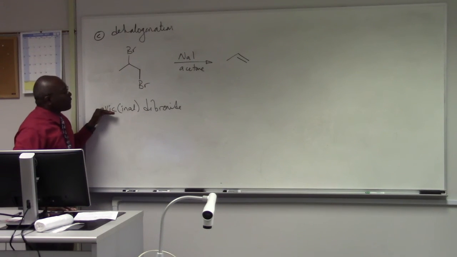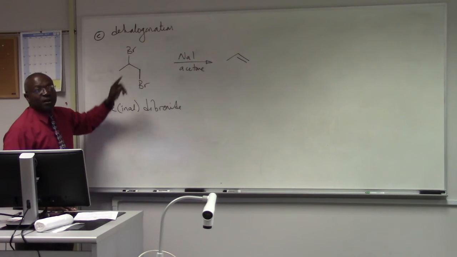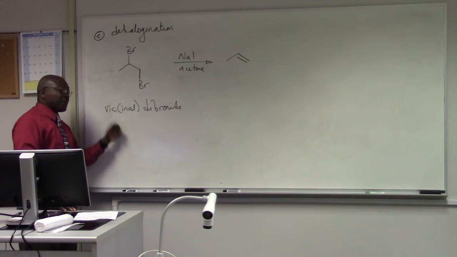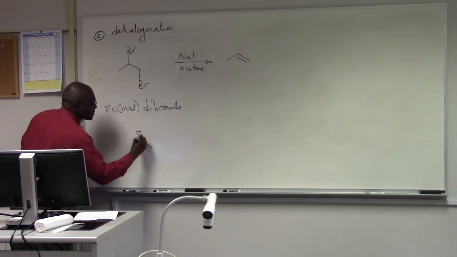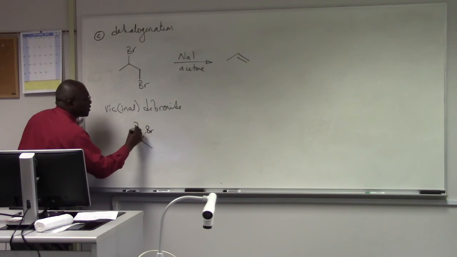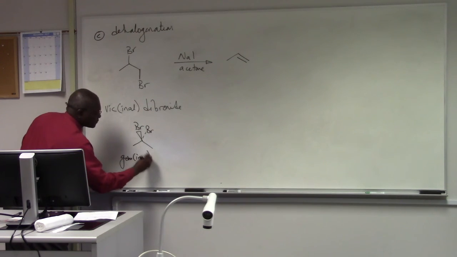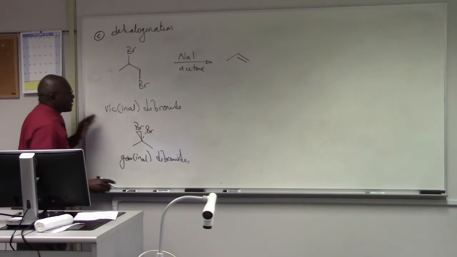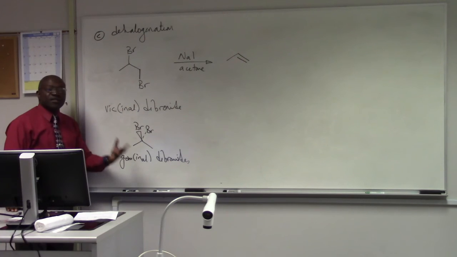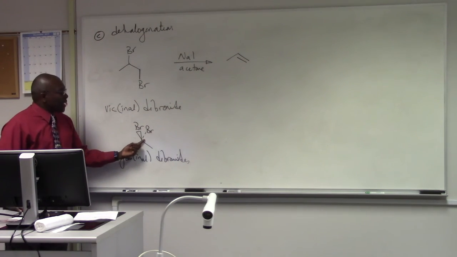Now, by the way, they're called vic because the two bromines, the dibromide, they're on adjacent carbons. They're on carbons in the same vicinity. So they're called vic dibromides. That is to be distinguished from species like these, which are called gem, which is short for geminal dibromides. And the terms vic and gem, so gem means twin. In other words, they're born from the same parent carbon.